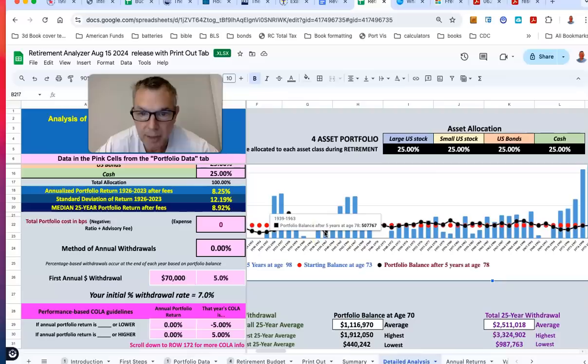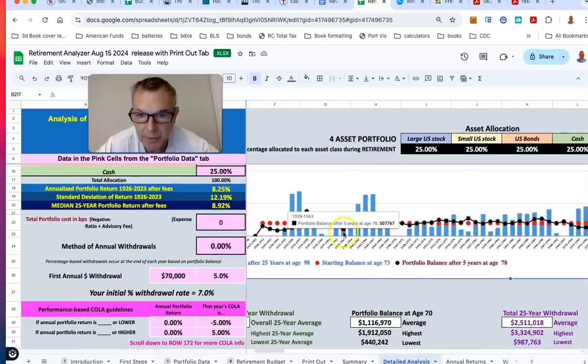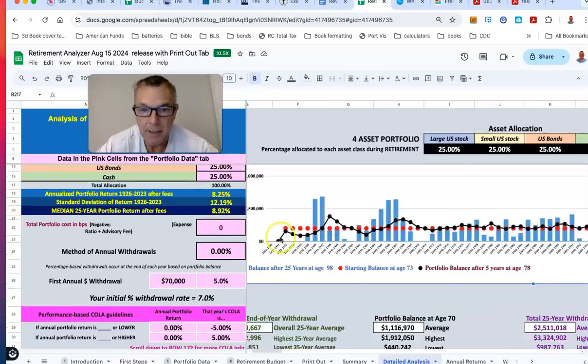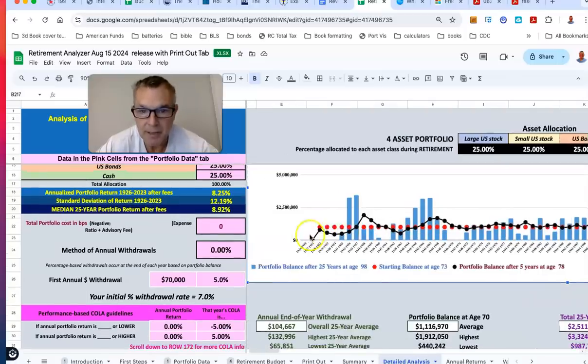So right here, if you retired in 1939, you're down to $500,000 after 5 years. But if you retired in 1939, you did not run out of money, even though after 5 years your portfolio is down by half. Crazy. Right here, if you retired in 1928, your average balance after 5 years was $784,000, but you ran out of money. Very interesting. Anyway, I love that stuff.